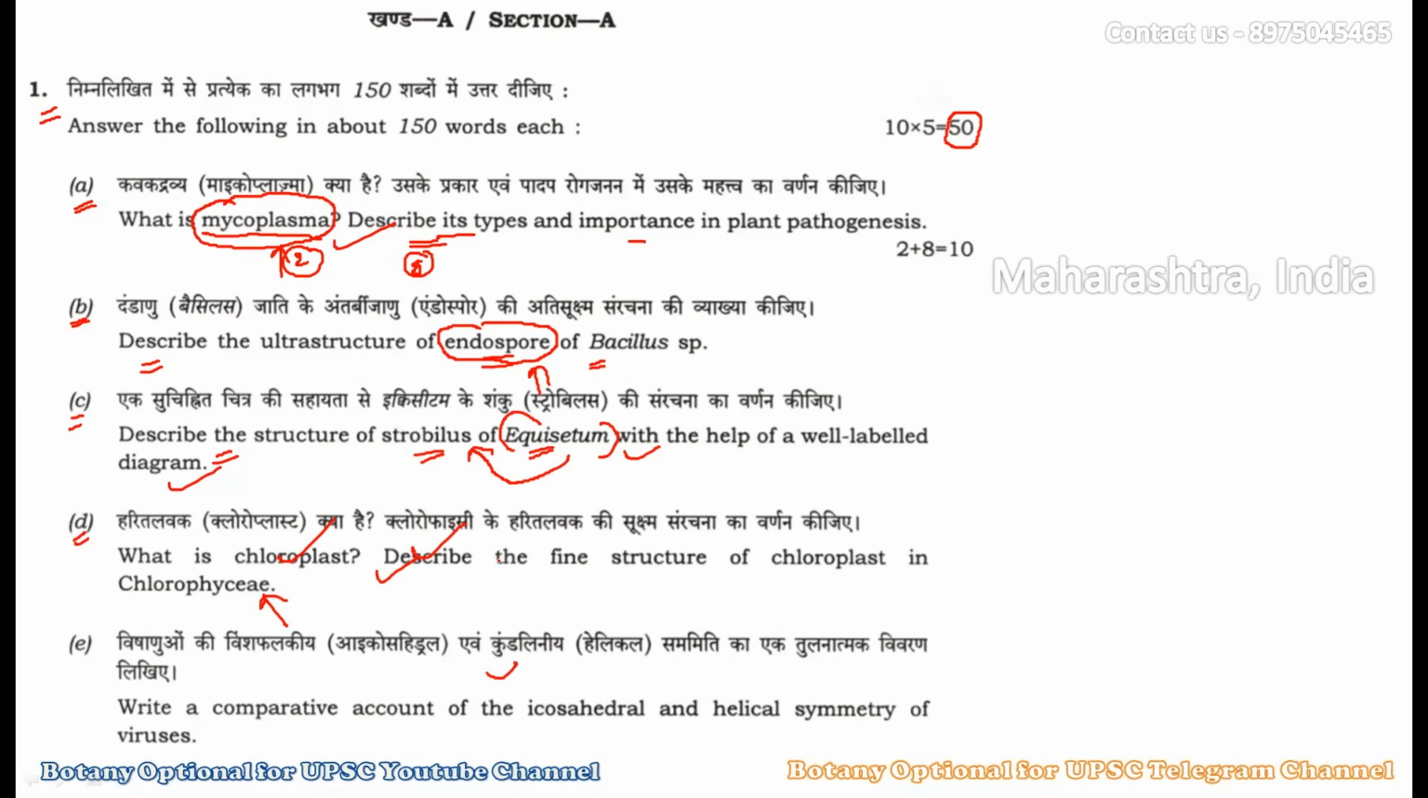So in viruses we have studied the different types of symmetry, and out of them 2 were asked here. The very first is icosahedral symmetry, and second is helical symmetry. For writing down the answer, you will have 10 marks.